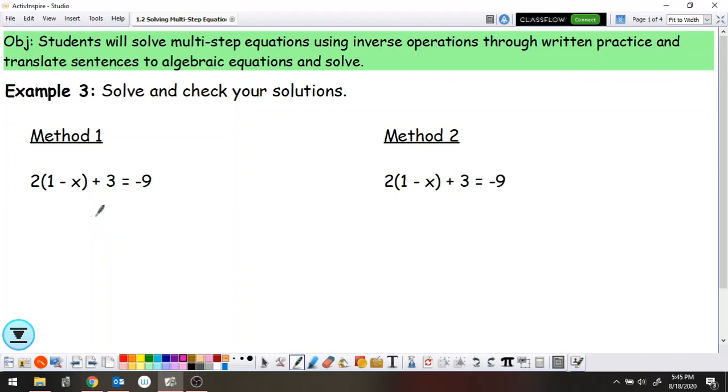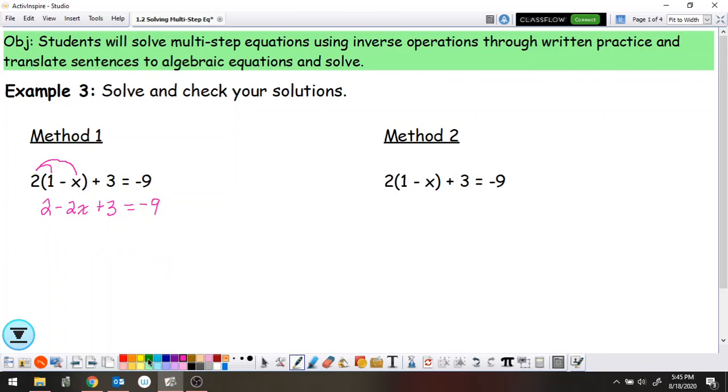So I know that I've had students in the past that would say if they see 2 times (1 minus x) plus 3 equals negative 9, that the very first thing we should do is distribute the 2. So I'm just going to go ahead with what I know students have told me in the past, and that is to go ahead and distribute. So 2 times 1 is 2. 2 times negative x is negative 2x. Add the 3 equals negative 9.